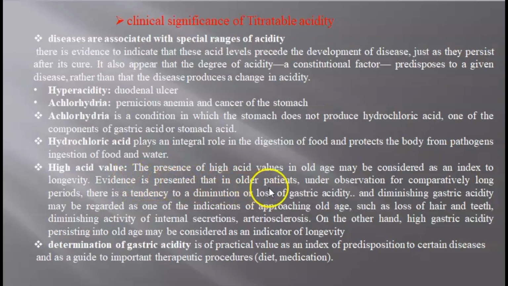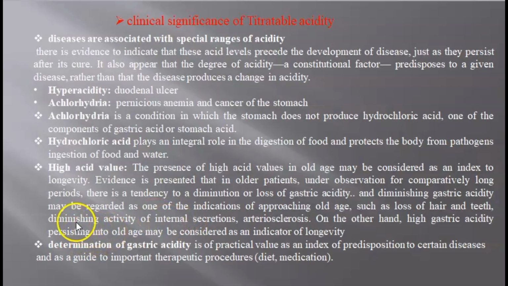And evidence presented that in older patients under observation for a comparatively long period, there is a tendency to diminution or loss of gastric acidity. It is an indication of approaching old age, that as the man is growing old, at that period, it is normal for him to begin to lose this stomach acid. And if he starts losing the stomach acid, it will result in loss of hair and teeth at that old age. So, the body tries all possible ways to maintain high acid value so that it can live long and remain in health.